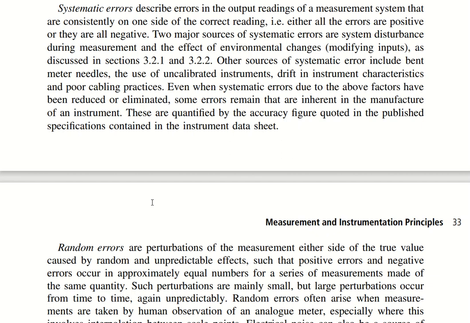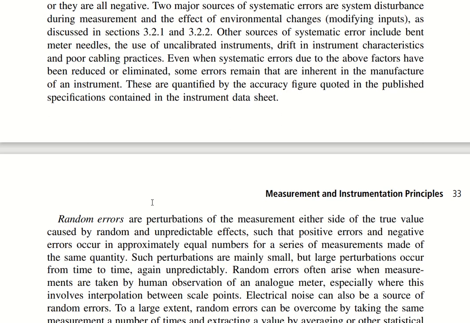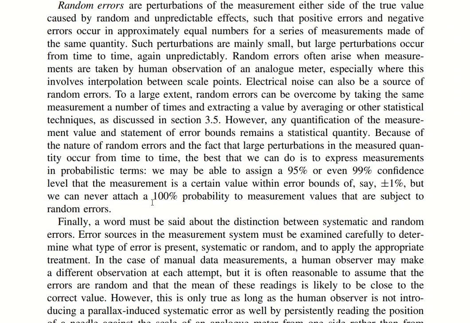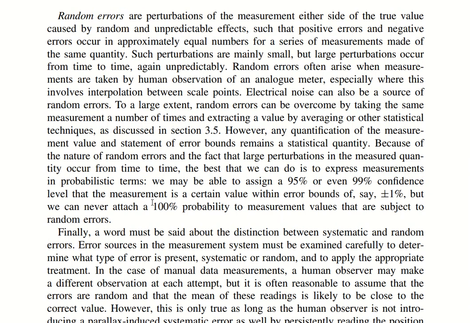So the random errors often arise when the measurements are taken by human observation of an analog meter. And that is the reason that we don't see random errors very frequently nowadays, because we are using digital meters a lot. But back in the time when analog meters were being used very frequently, the random errors used to play their part, right? Especially when interpolation is involved between two scale points, we see random errors.